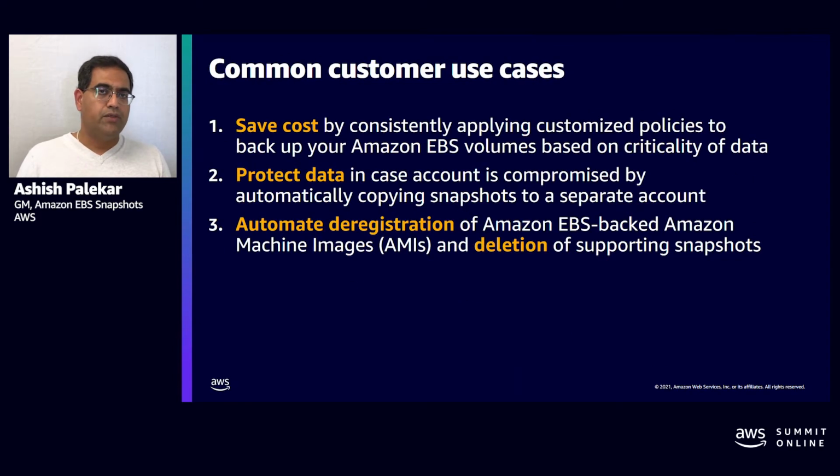So snapshots are used for backups. They're used for creating Amazon Machine Images, or AMIs. But when we look at customer use cases and patterns for using snapshots, we really see three patterns that customers repeatedly do. One is they want to save cost by creating consistent policies that they can apply to their Amazon EBS volumes, based on the criticality of their data.